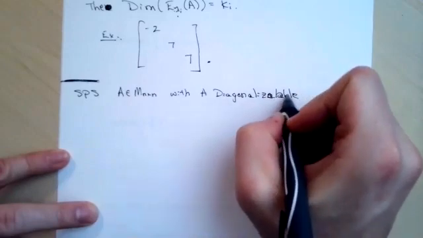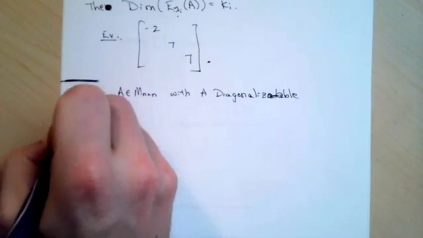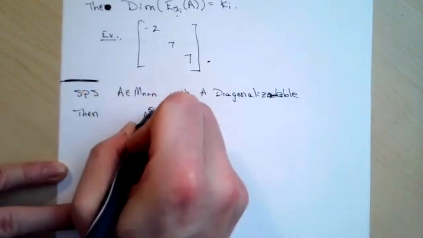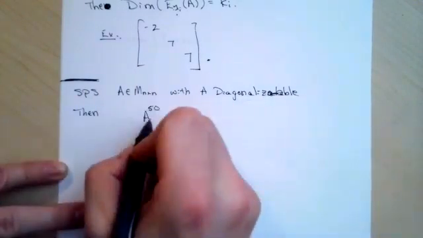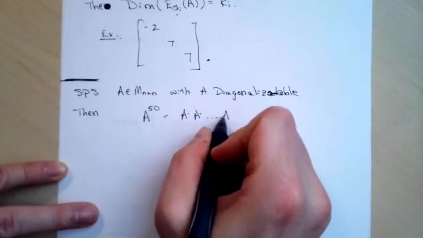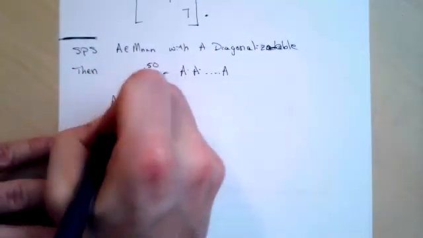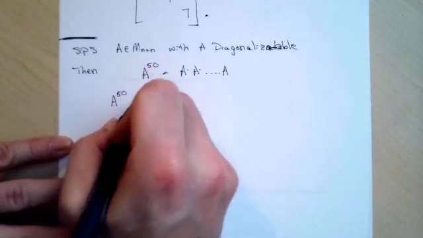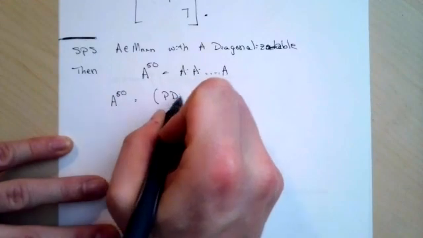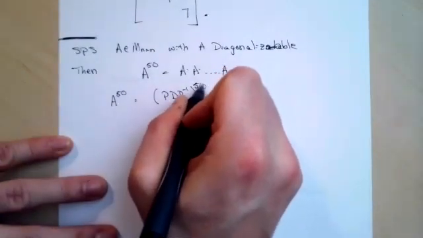Diagonalizable. Sorry, put those in there. Then, if we want to compute something ridiculous like a high power of a matrix, A to the 50th is just A times A times A. Since it's a square matrix, we can keep multiplying it. But also, since it's diagonalizable, that just means it's going to be P D P inverse raised to the 50.